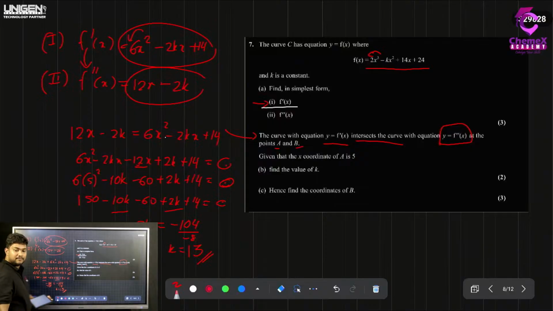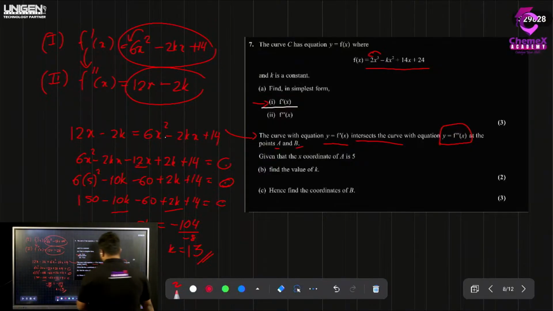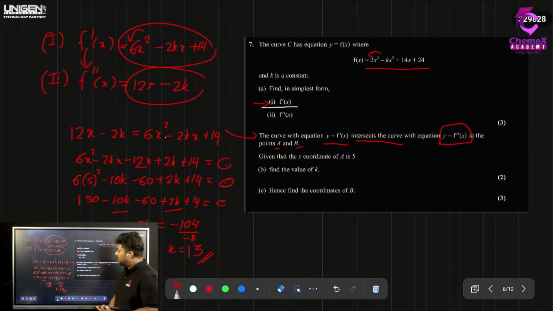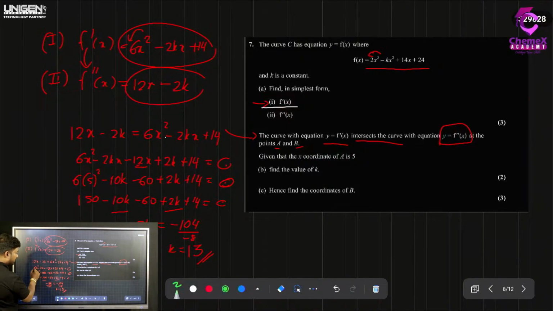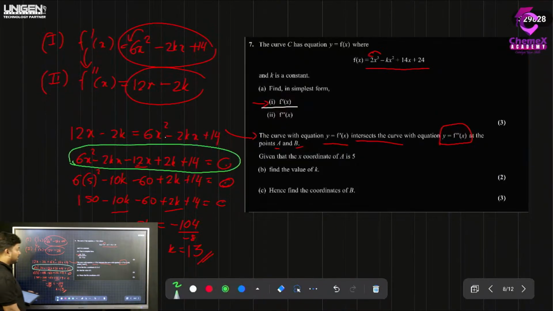13, eh? 13. Good. So the K, B part is done. Hence find the coordinate of B. Once we know K, we substitute it into the equation we formed. So we simplify and substitute it here.